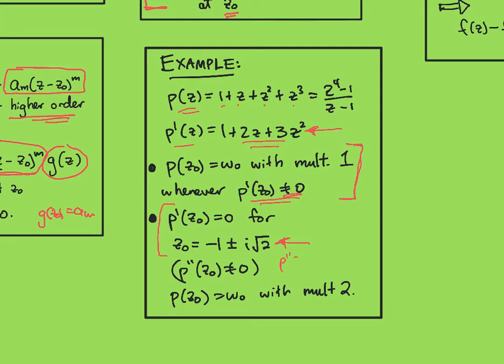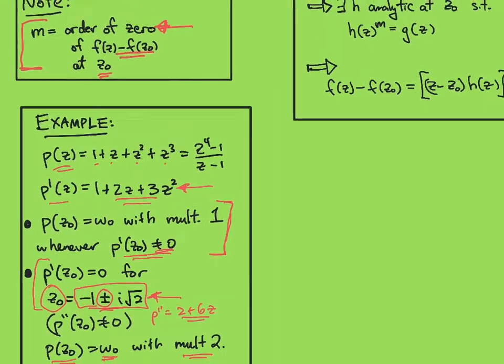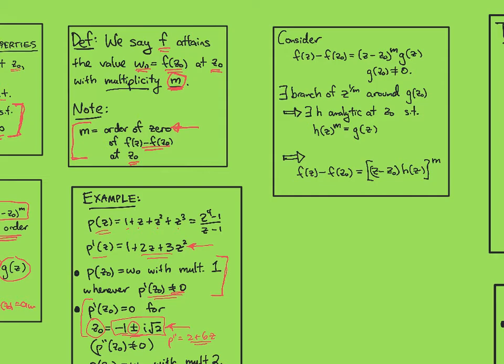But the second derivative is 2 plus 6z, and so these values are not zeros of the second derivative, so we don't get higher multiplicity. So at these two values of z0, negative 1 plus or minus i root 2, p of z0 attains a value w0. I'm not saying that they attain the same value there, but in any case, the value that it attains at one of these, it'll attain it with multiplicity 2. Okay, that's just an example of how you figure out multiplicity.